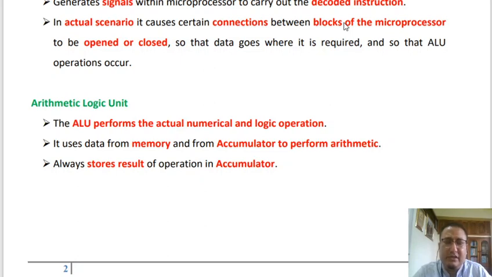Arithmetic operations such as addition, subtraction, and logical operations such as AND, OR, and realization of the AND, OR gate. Okay. The arithmetic logical unit makes use of the data that is there in the memory and the accumulator to perform operations. This we have previously learned, and the result is always stored in the register called the accumulator. So any arithmetic logical operation that the microprocessor performs, the result is stored in the accumulator.